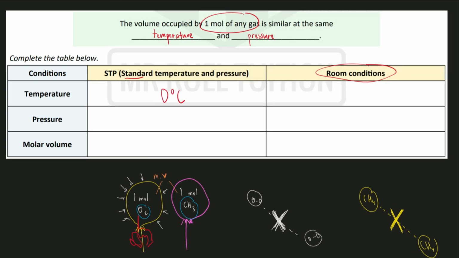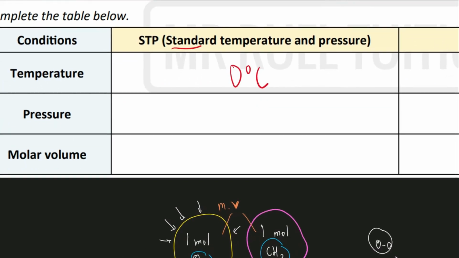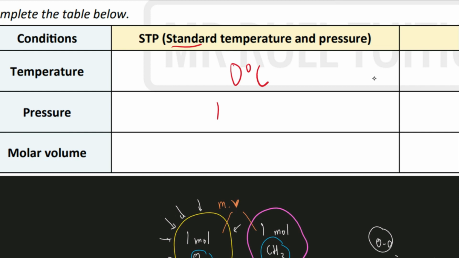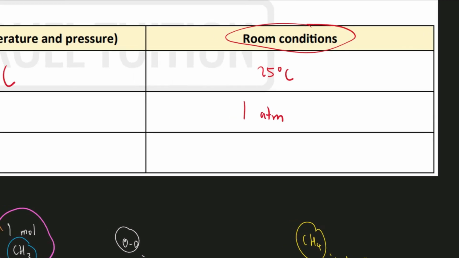The temperature and room conditions cannot be referred to as just any room temperature. This is because the room temperature varies from place to place. Instead, this is also a fixed value of 25 degrees Celsius. Under the STP, the pressure is 1 atmosphere. That is atmospheric pressure. This is the same here as well for room conditions. The pressure is the same, only the temperature is different.